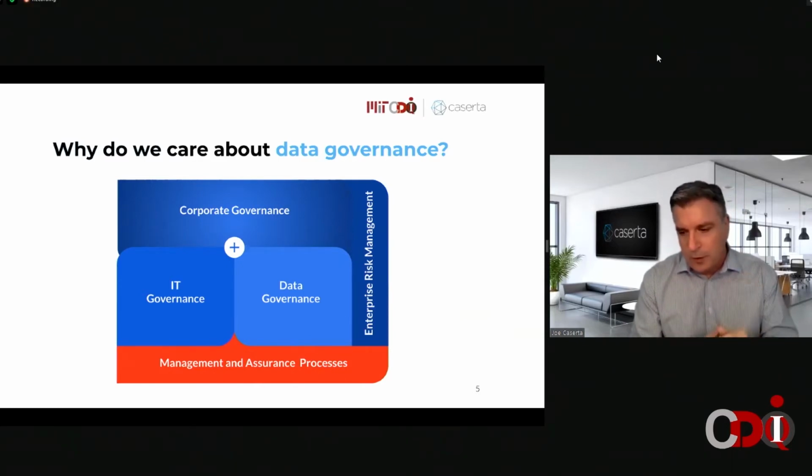In 2020, maybe because of COVID, maybe not, I don't know, ERM, enterprise risk management, is probably one of the leading reasons why Caserta is being called lately. Enterprise risk managers are really focused on data governance this year for whatever reason.